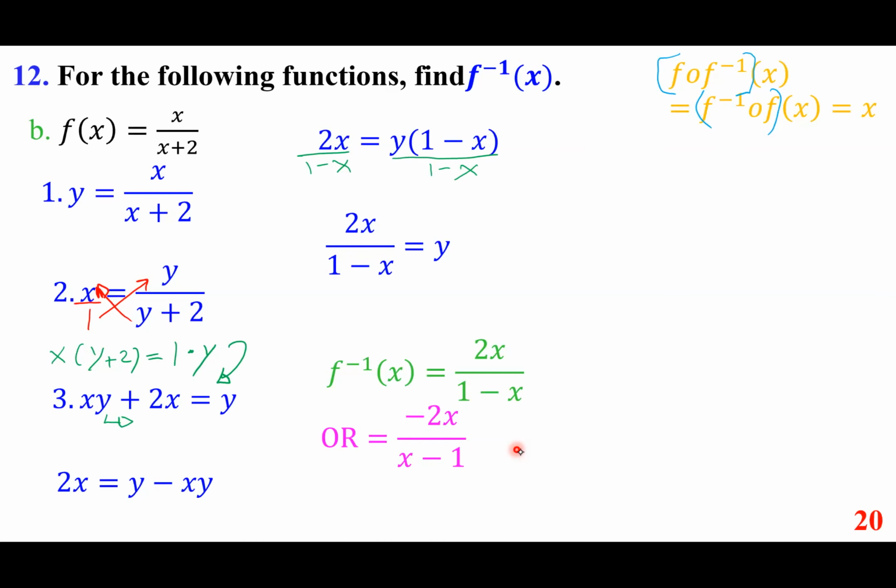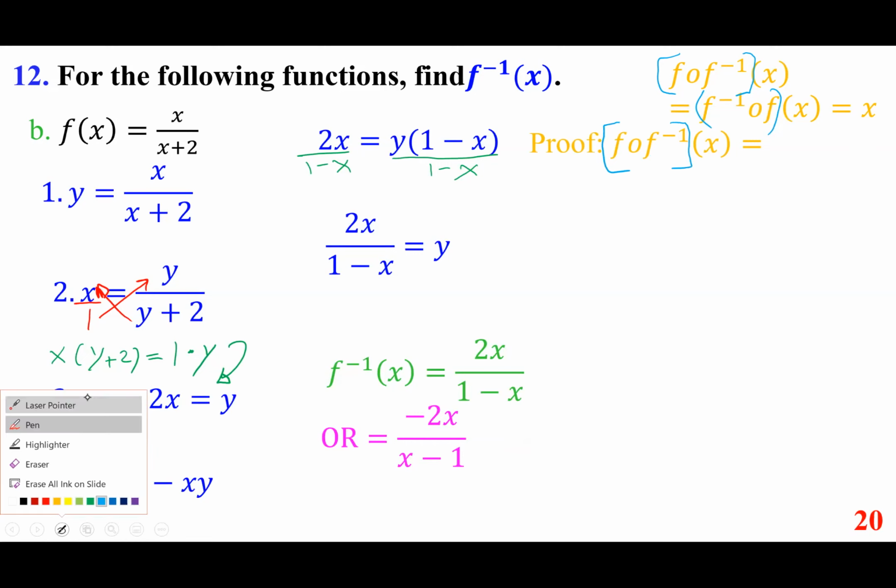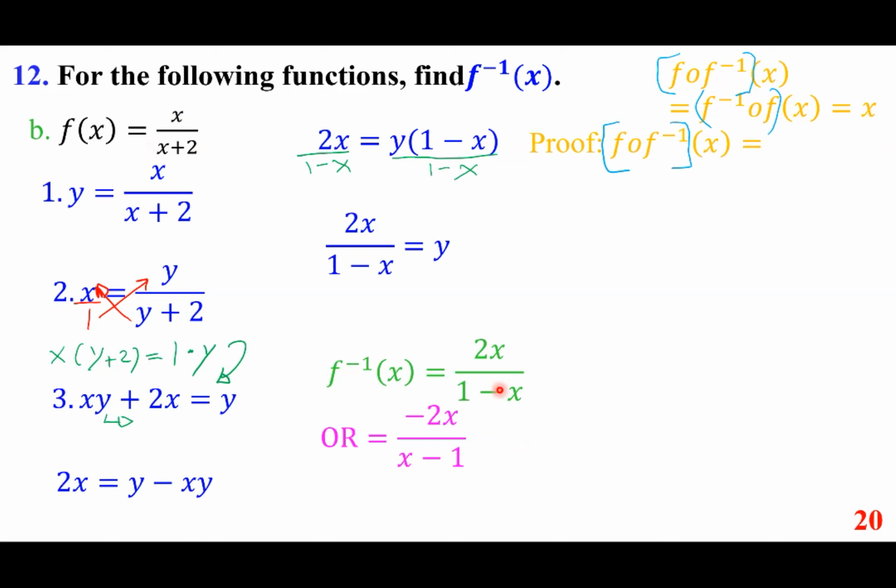Now, let's look at the proof that their composite function equals x. So let's look at f of f inverse. And again, let me put brackets here so we know we are looking at the composite function of f and f inverse. So the f function is x over x plus 2. Replace both x's with what we found as f inverse. So the top changes to 2x over 1 minus x. The bottom has this one here plus 2. That's the meaning of f of f inverse.